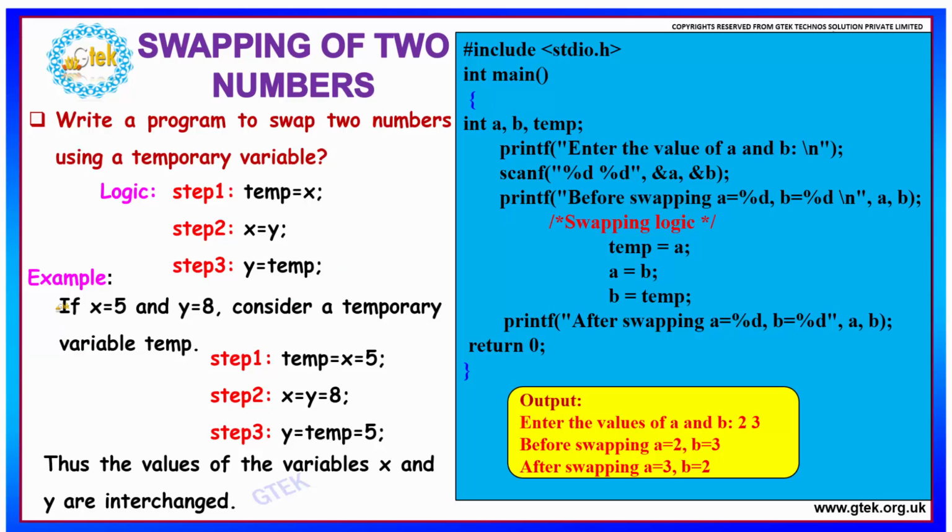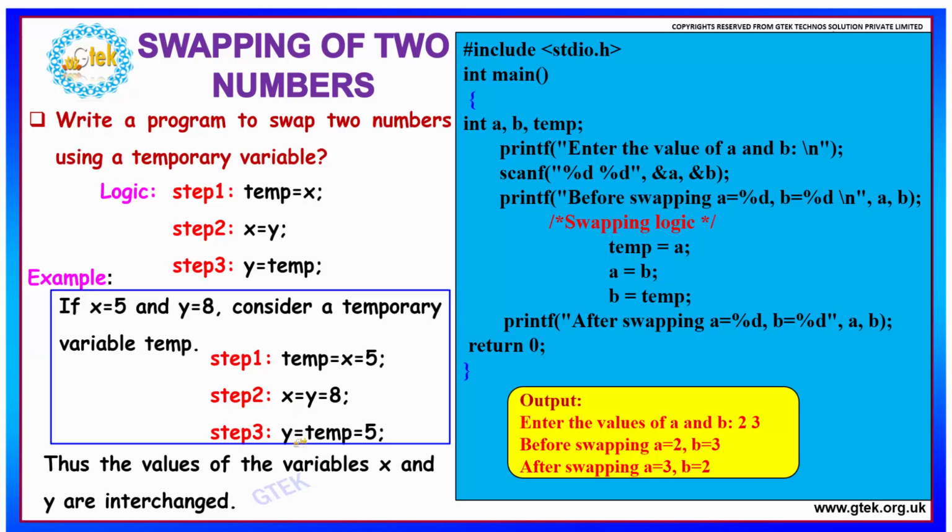Let us take an example to make this logic pretty clear. If you see, we have the value of x to be 5 and y to be 8. Consider a temporary variable temp. So you have the value of x to be 5 and you are assigning that to temp. And you have the value of y to be 8. Assign it to x.